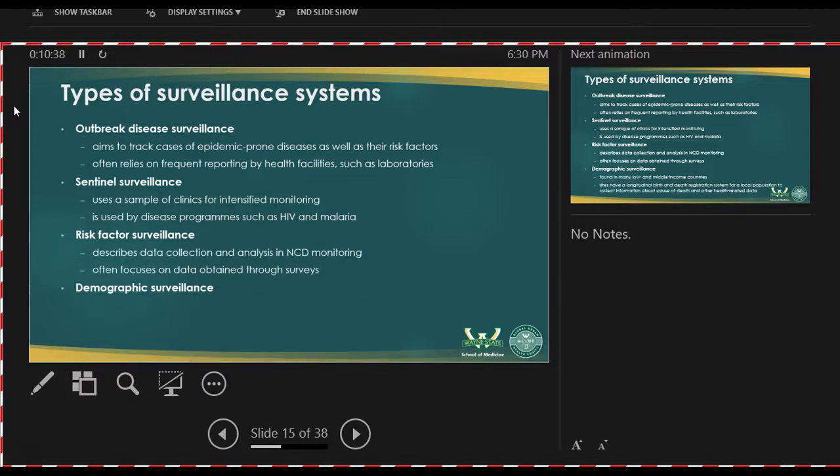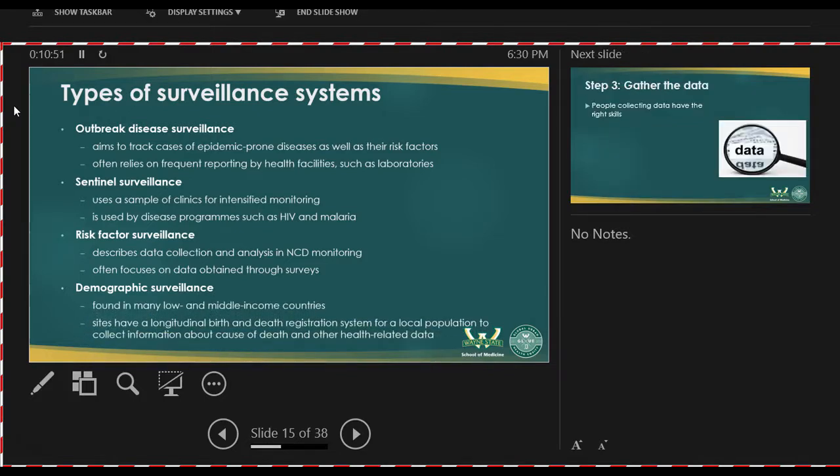The risk factor surveillance basically describes data collection and analysis in non-communicable disease monitoring. So that's basically you're studying the risk factors for getting non-communicable diseases. And then you have demographic surveillance. Usually you can get the demographic survey similar to a census, but it's conducted in a more localized and focused manner in a smaller place.